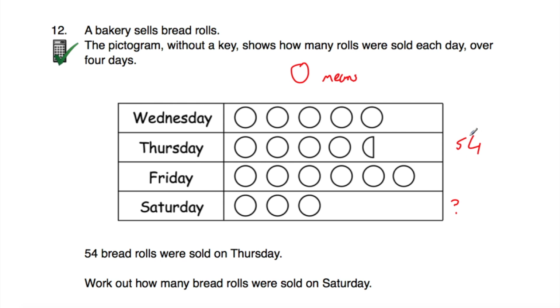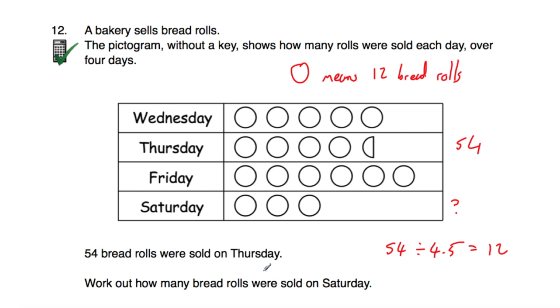So if we divide 54 by 4.5, we can find out how many is in each circle. That'll tell us how many each circle is worth. And this is a calculator question, so 54 divided by 4.5 is equal to 12. So that means that each circle means 12 bread rolls. And let's just check that. 12, 24, 36, 48, and then half of them will be 6, and 48 plus 6 is 54. So that's perfect.